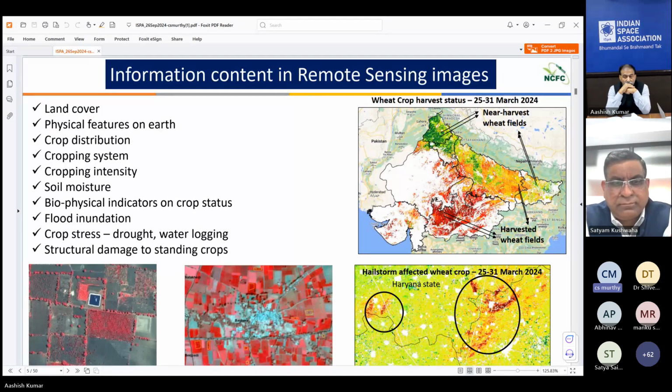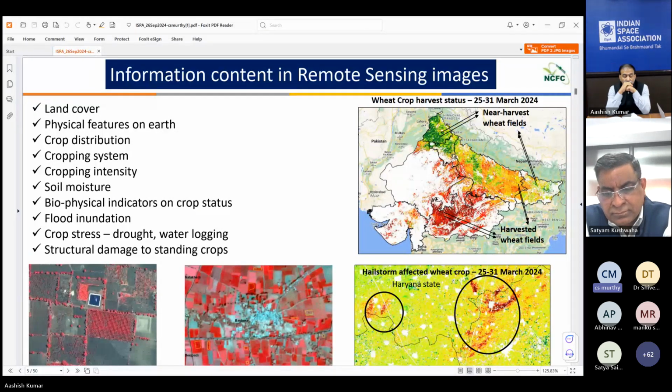What are the major crops that are prevailing? And then cropping system. This is a very, very important thematic content, which is underutilized. And this is very much required for Indian agriculture. I will speak about this cropping system slightly later, after one or two slides. And then the cropping intensity. This is another important thing.